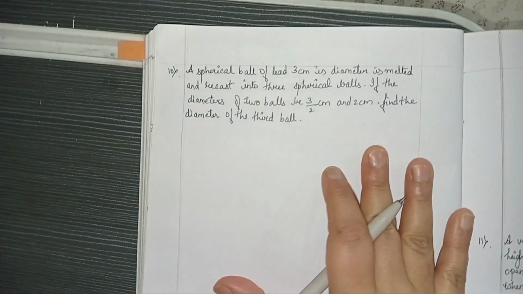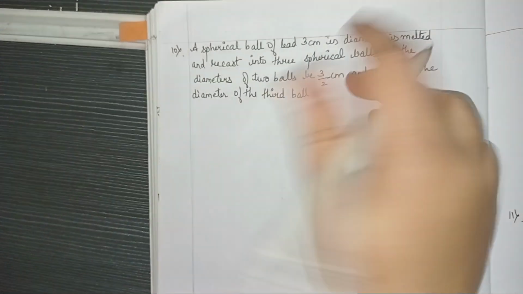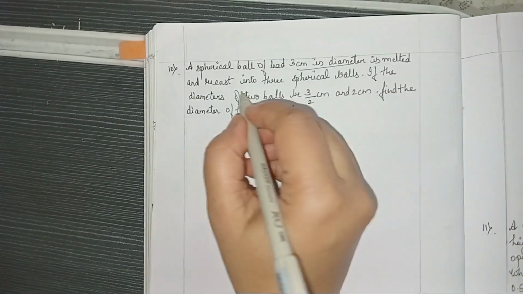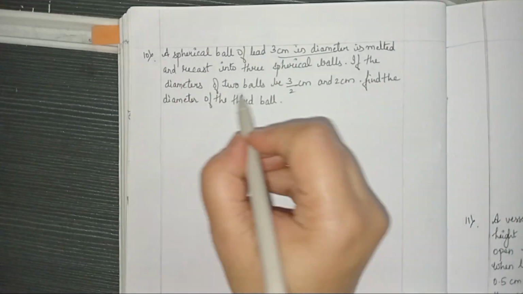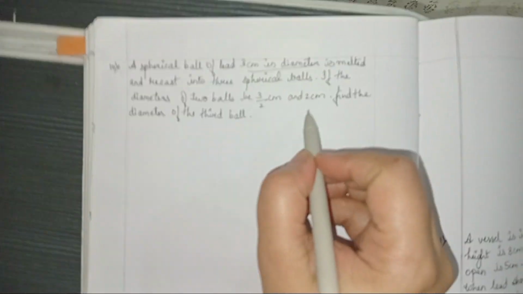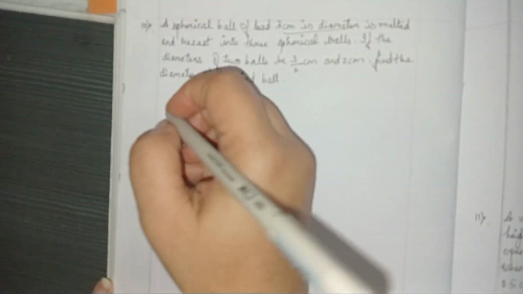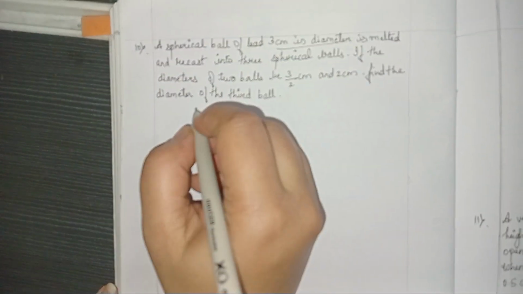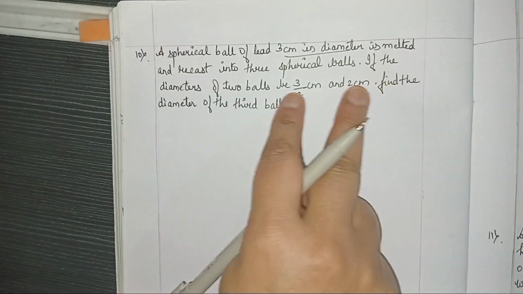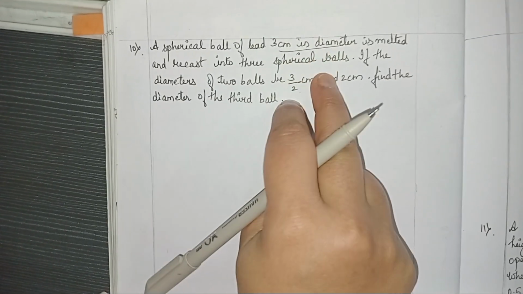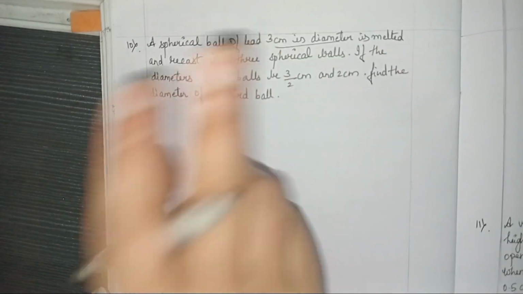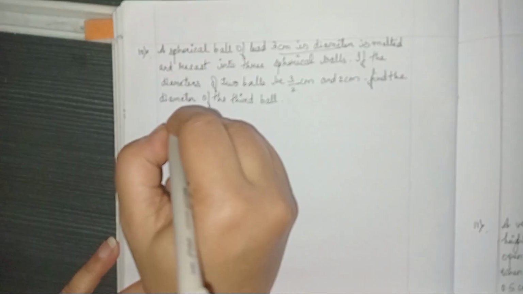Okay. Coming on to sum number 10. A spherical ball of lead 3 centimeters in diameter is melted and recast into 3 spherical balls. One is converted into 3. The diameters of 2 of the balls are given: 3/2 centimeters and 2 centimeters. Then we have to find the third. Basically, we will find the volumes of these two and the volume of the original ball, subtract, and then find the diameter of the third. Okay, solution.